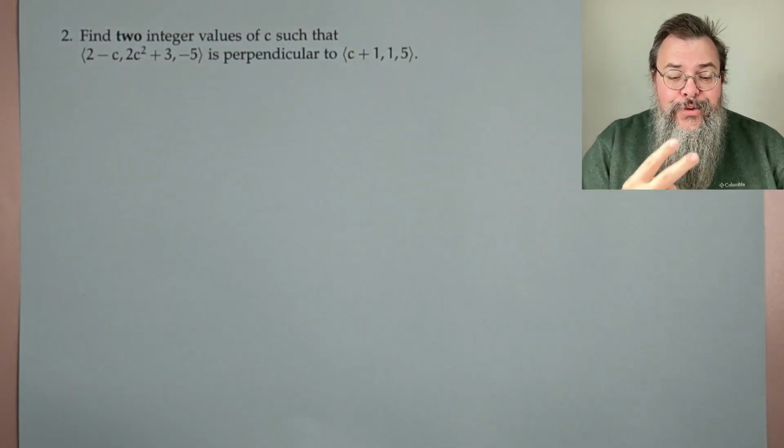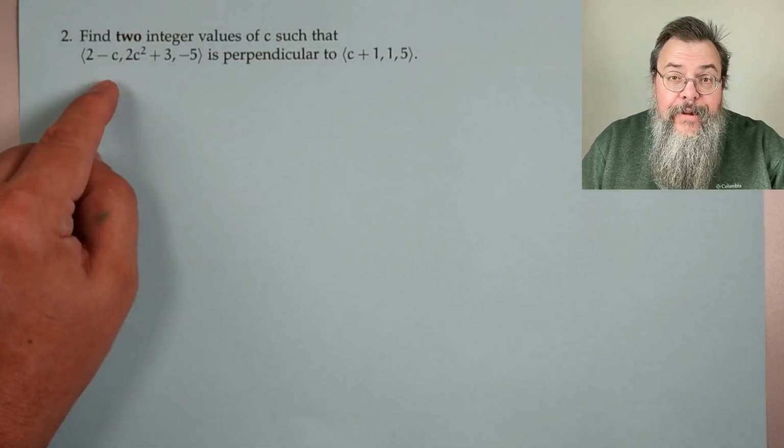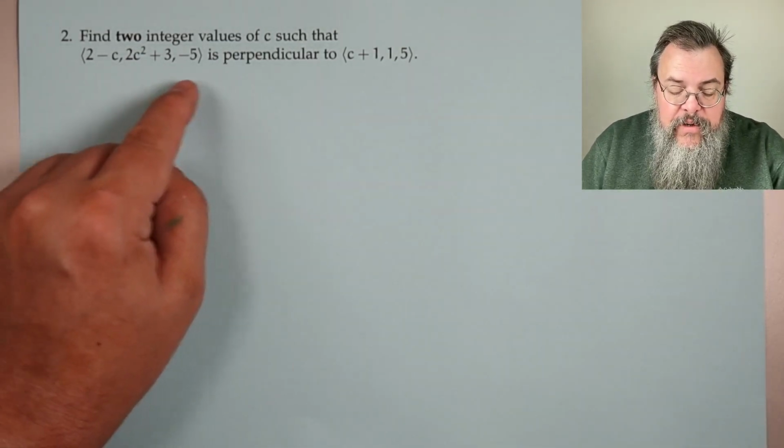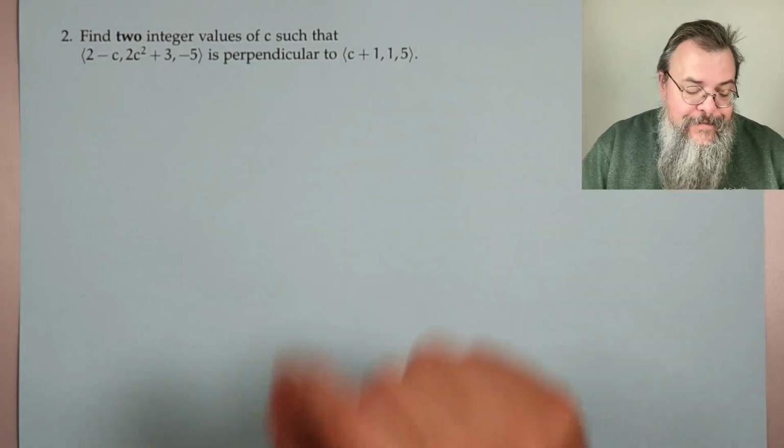Find two integer values of c so that the vector (2 minus c, 2c squared plus 3, negative 5) is perpendicular to the vector (c plus 1, 1, 5).